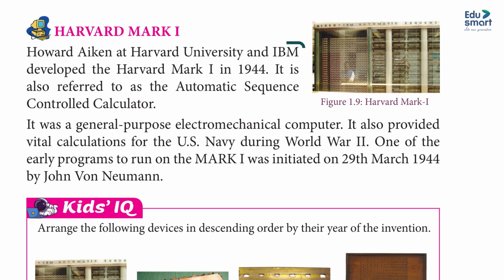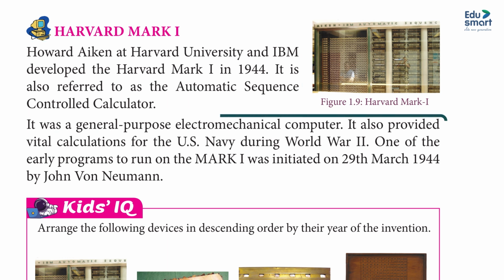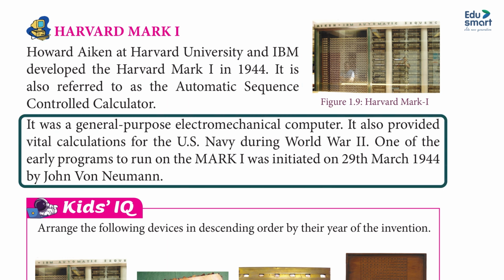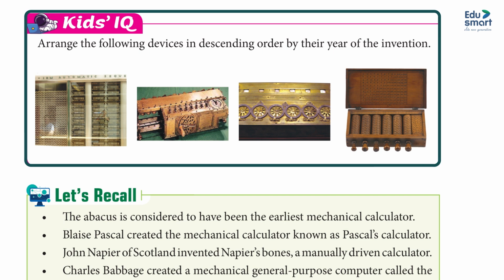Harvard Mark I. Howard Aiken at Harvard University and IBM developed the Harvard Mark I in 1944. It is also referred to as Automatic Sequence Controlled Calculator. It was a general-purpose electromechanical computer. It also provided vital calculation for the US Navy during World War II. One of the early programs to run on the Mark I was initiated on 29 March 1944 by John von Neumann. Get ZIQ. Arrange the following devices in descending order by their year of the invention.